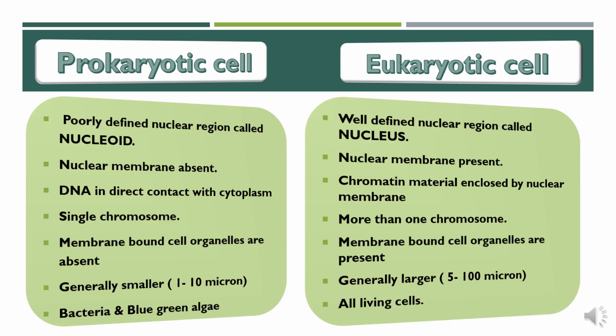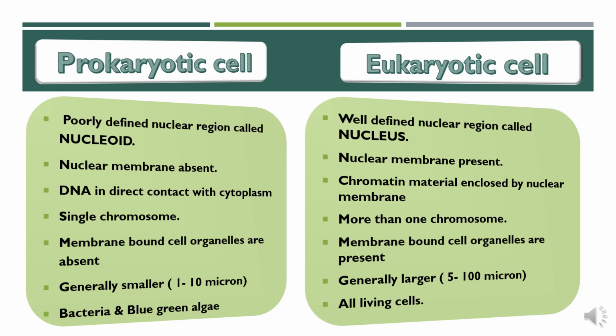So now we'll list out main differences between a prokaryotic and a eukaryotic cell. The first difference is of nuclear region. A poorly defined nuclear region is present in a prokaryotic cell which is called nucleoid, whereas a well-defined nuclear region containing all main parts is present in a eukaryotic cell which is called a nucleus. Secondly, nuclear membrane is absent in prokaryotic cells, whereas nucleus has a distinct nuclear membrane in eukaryotic cell. Third, DNA is in direct contact with cytoplasm in prokaryotic cells, whereas DNA or the chromatin material is enclosed by the nuclear membrane in a eukaryotic cell. There is a single chromosome present in a prokaryotic cell, whereas eukaryotic cells have more than one chromosome.